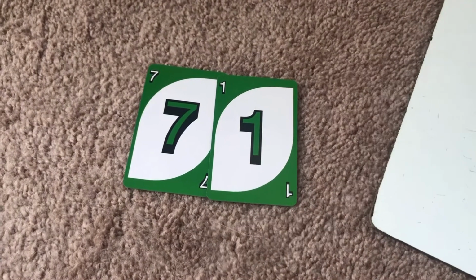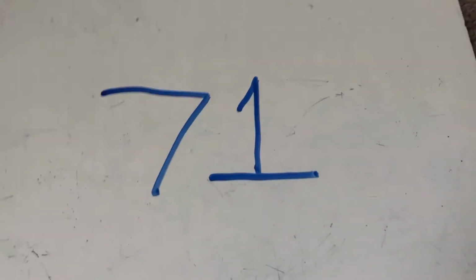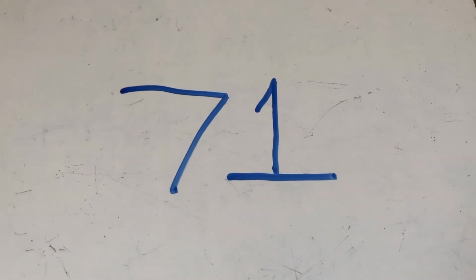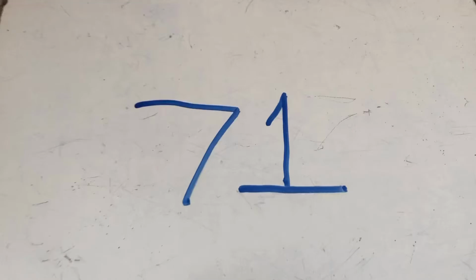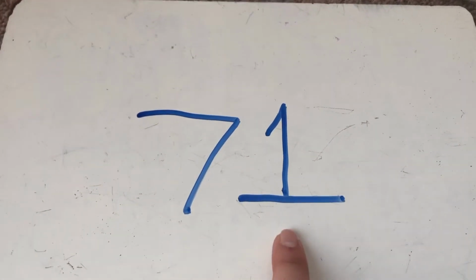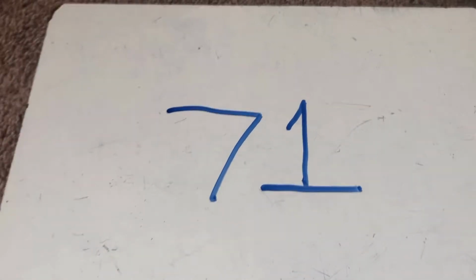Remember, these are random. I'm just drawing from the deck. What's that number? 71. Good job. How many tens? 7 tens. How many ones? 1. Good job.